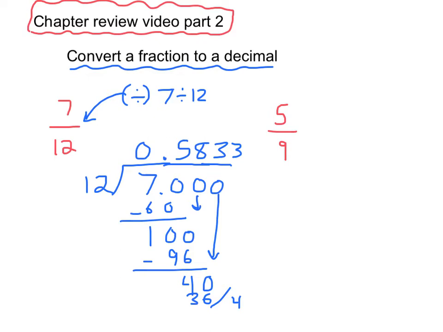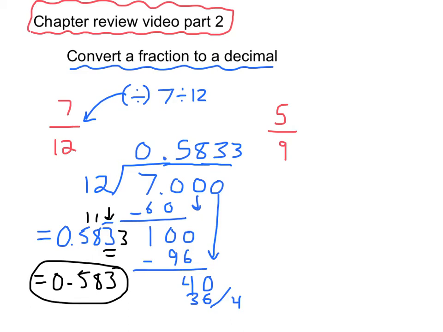So what's repeating is the 3. So my answer to 7/12 would be 0.583 with a repeating 3. If they wanted the number rounded to the nearest thousands place, I'm going to do my rounding here using the next digit, which is a 3. So if I wanted to give this answer rounded to the nearest thousandths place, tenths, hundredths, thousandths, it would be 0.583.